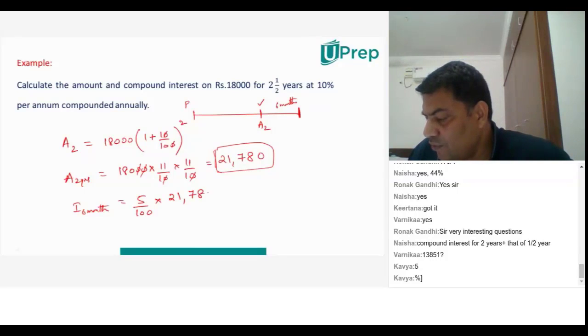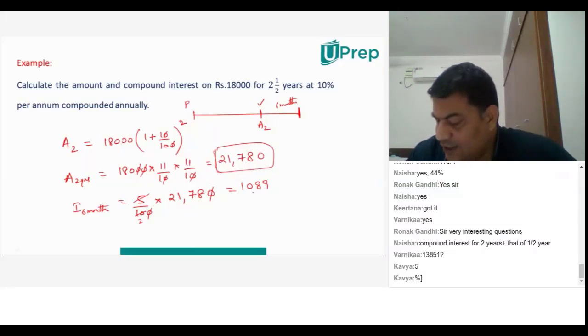21,780. Wonderful. So just divide that. This 0 and this 0 get cancelled. Either you multiply and divide, or simply divide by 2. That will be 1 0 1 there. So 17, 8 twos are 16, 1 carry 9. So 1,089 is the interest earned in 6 months.